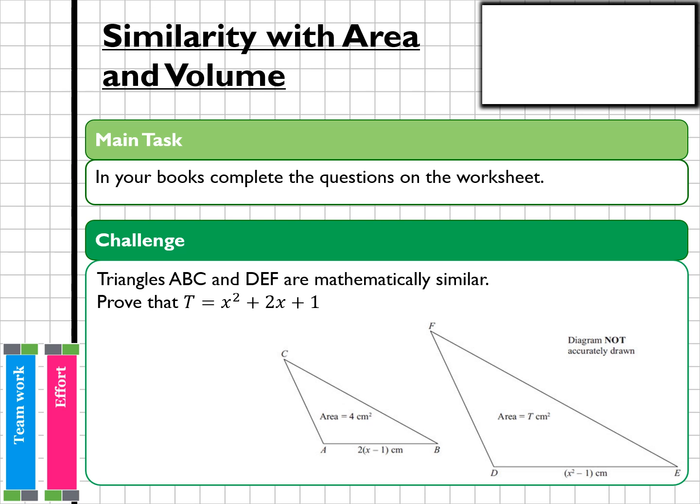Now it's your turn. In your books, complete the questions from the worksheet that's attached on Show My Homework. You do not need to print the worksheet, just write your method in your book, please. There is then a challenge. It'd be great to have a few more of you giving it a go. There are 2 triangles on the board that are mathematically similar. Prove that t is equal to x squared plus 2x plus 1.